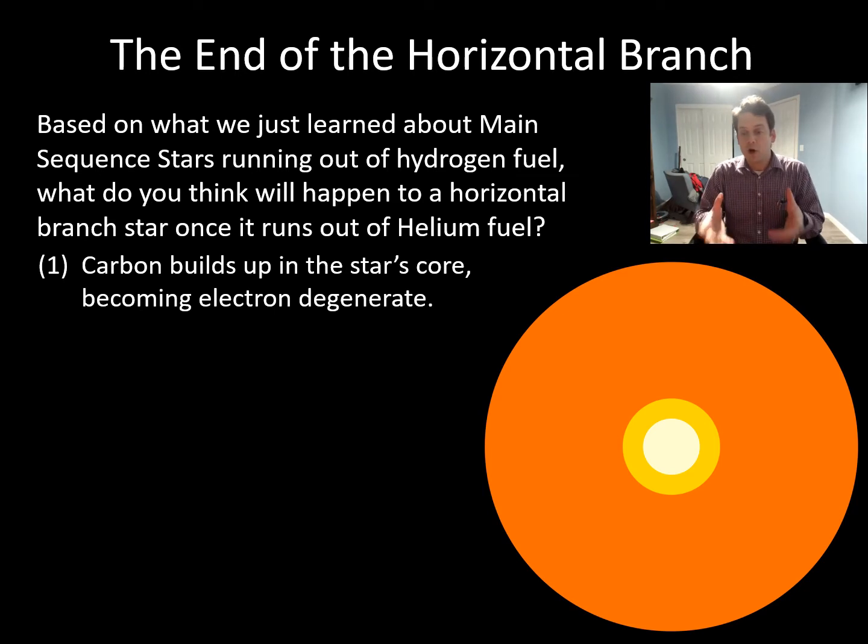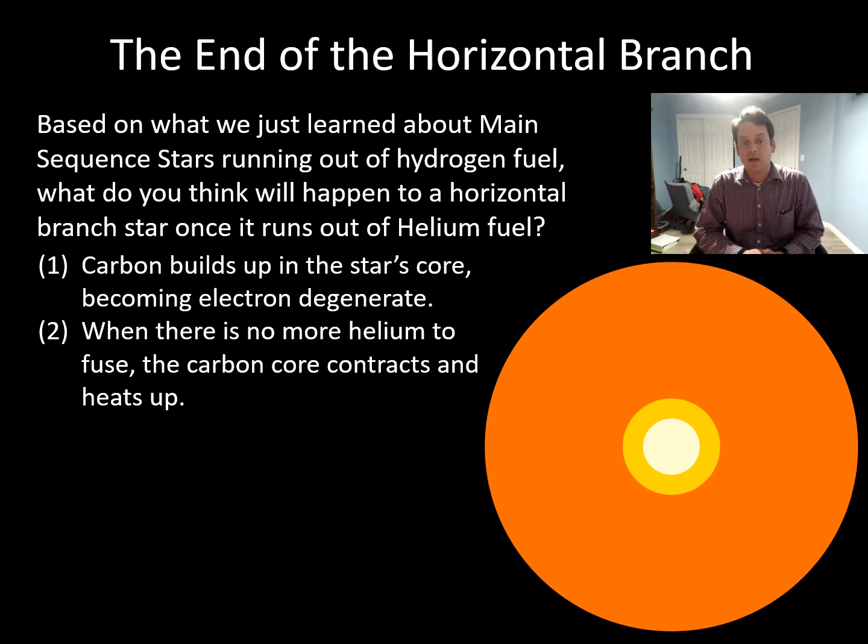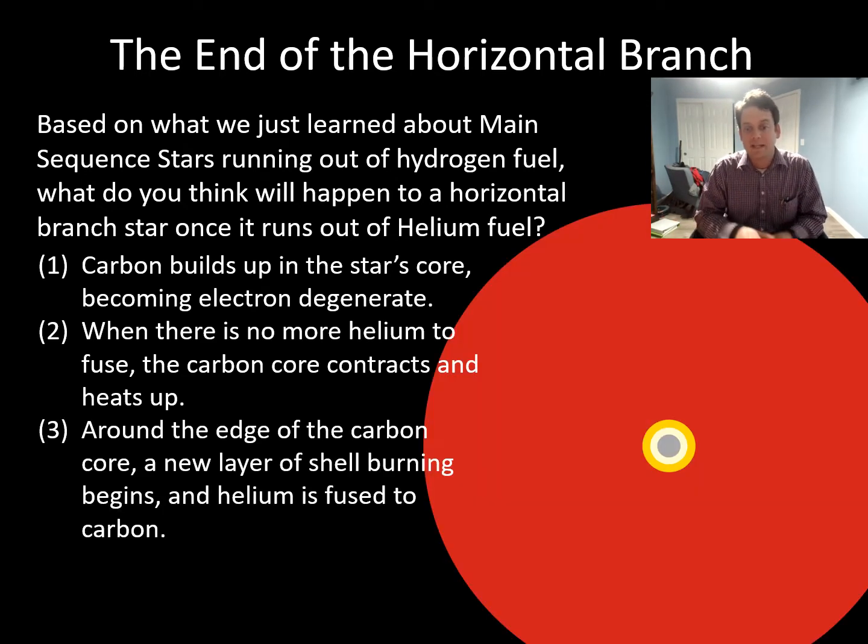Well, carbon now, instead of helium, is going to build up in the core. And so instead of having degenerate helium, now we have degenerate carbon. When there's no more helium to fuse, we have, again, a second core collapse, right? So just like the core collapsed at the end of the first stage of life of the star, it's going to collapse again. It's going to heat up even more, and the surface of the star is going to balloon out even more. And so it's a second version of the same basic process.